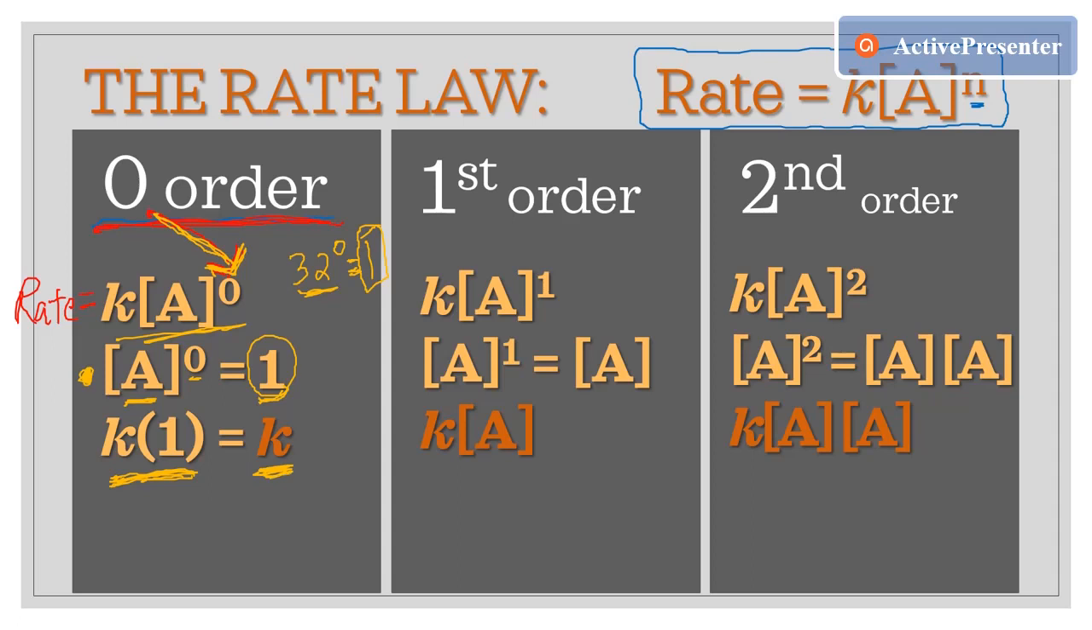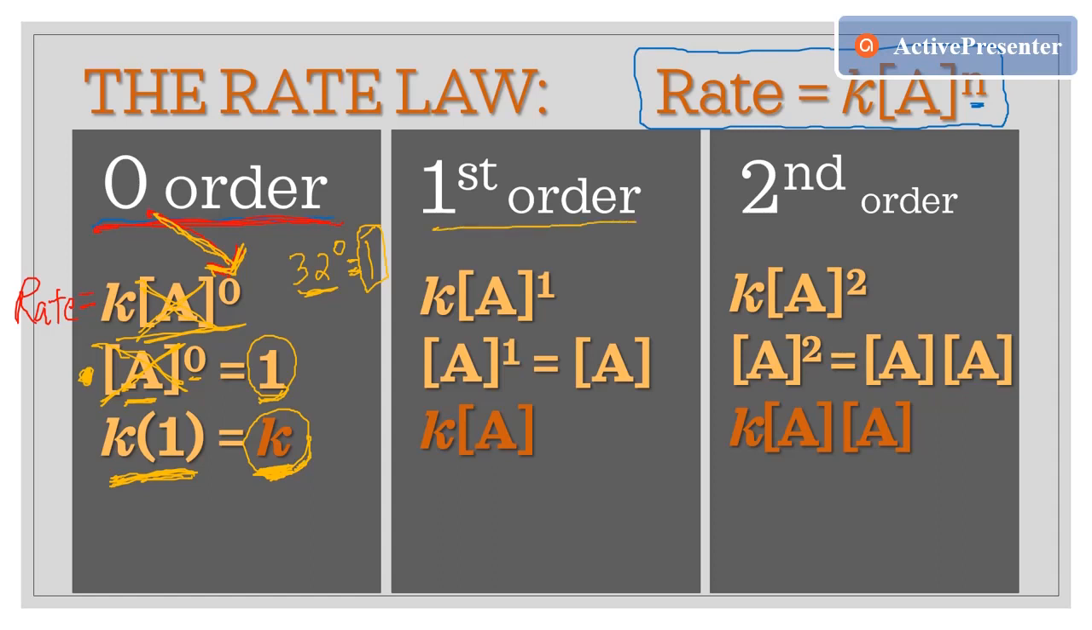Just K. So remember, in zero order, the concentration of the reactant does not affect the time it takes for the reaction to happen. That's why the concentration of A in this zero order formula gets nixed out, and we just end up with a rate of K all by itself.